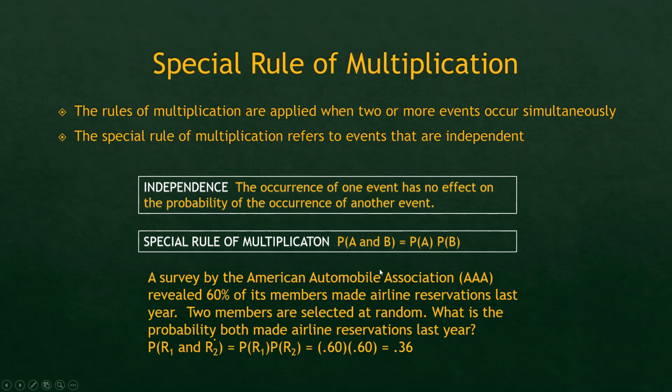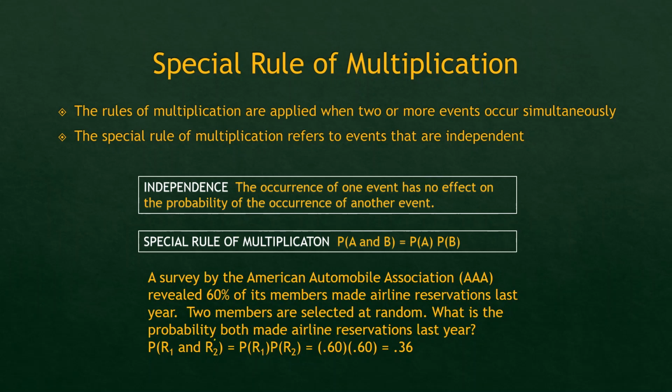So the rules of multiplication are applied when two or more events occur simultaneously. The special rule of multiplication refers to when these events are independent. Okay, once again, independent means that the occurrence of one event has no effect on the probability of the other event occurring. Once again, this is a special rule. When you see special rule of multiplication or special rule of addition, this means that the events are mutually exclusive or independent.